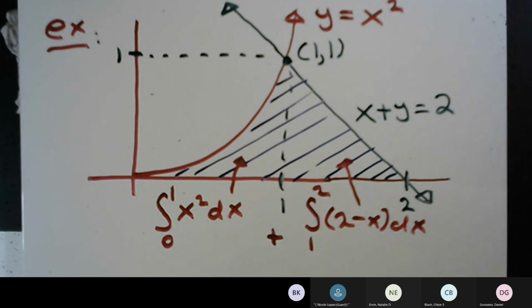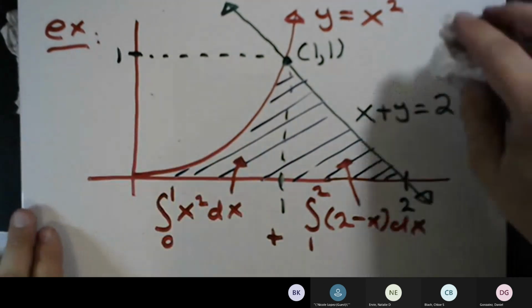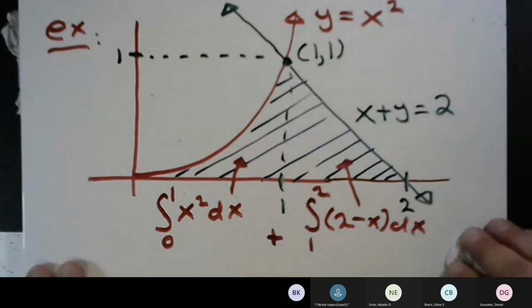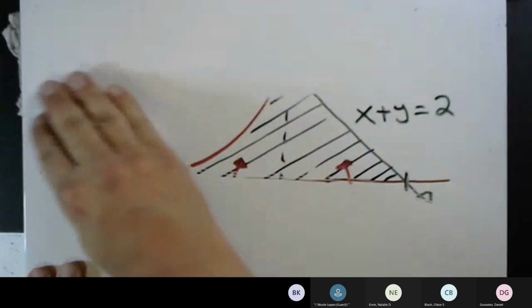But there's another way we could think about this. Instead of doing it like that, we can do it like this. Is it okay? I'm just going to give you another 10 seconds or so if anyone needs to write anything down. So instead of having to do two integrals that we're going to add up, we're going to do this as one integral.